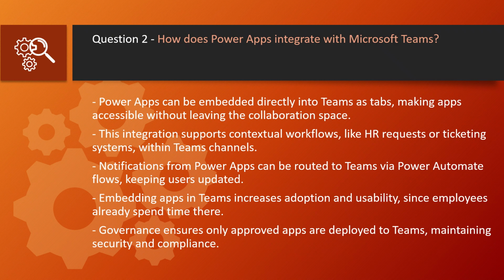The notifications from Power Apps can be routed through Teams, and here we need to use a Power Automate flow that keeps the user updated. Embedding apps in Teams increases adoption and usability, since employees already spend their time here, and that can also be tracked. And here governance ensures only approved apps get deployed in Teams, and it maintains security and compliance.